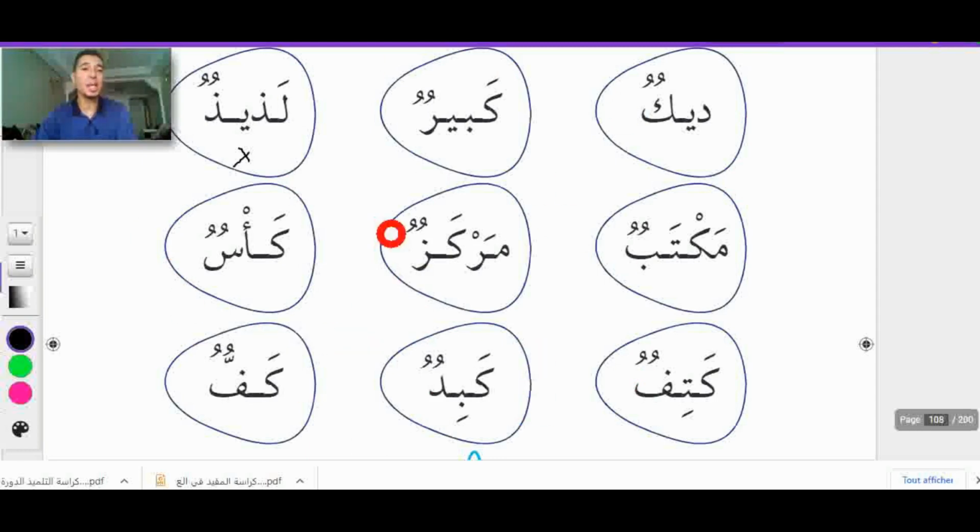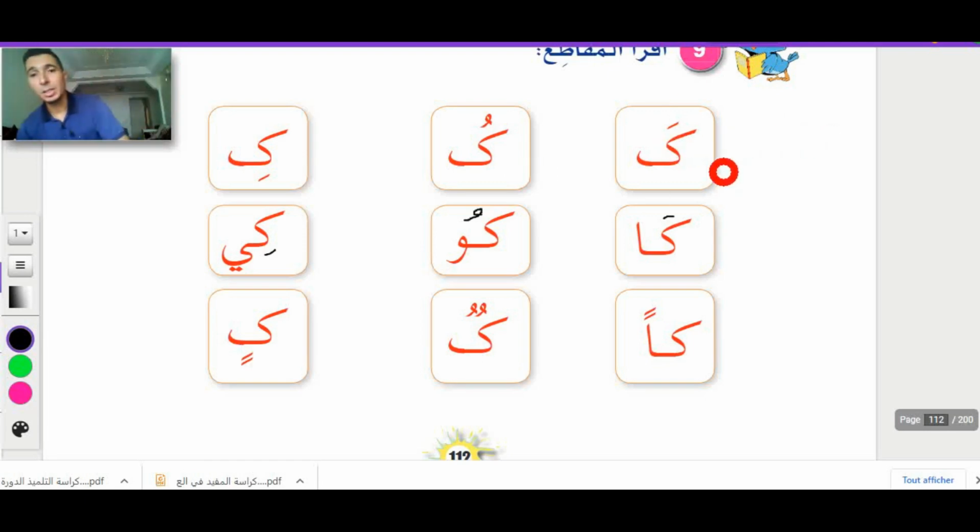So which one of these words doesn't contain the letter كاف, al-kaf? لذيذ, it doesn't contain the letter كاف. So ديك, كبير, مكتب, مركز, كأس, كتف, كبد, كف. So we have here the letter, the sound k or حرف الكاف.